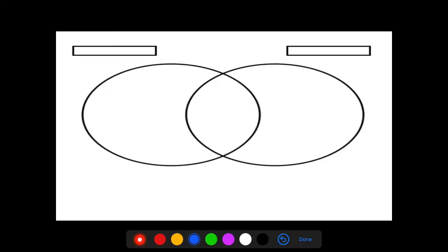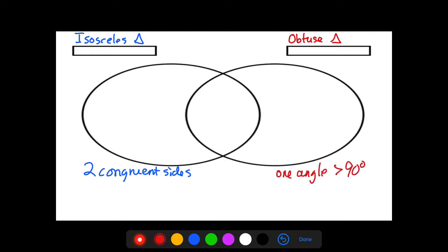We can summarize this in a Venn diagram. So I could have one of my ovals here on the left represent isosceles triangles, and I could have the oval on the right represent obtuse triangles. Everything I draw will be a triangle, so it'll have the three sides closed made of line segments. The isosceles will have two congruent sides. The obtuse will have one angle greater than 90 degrees.